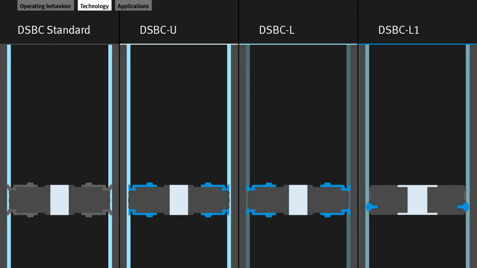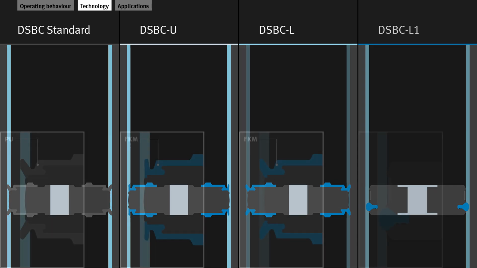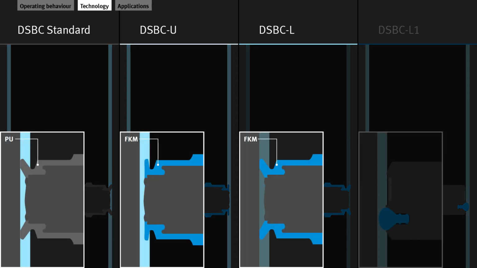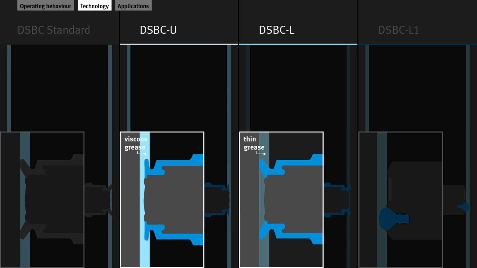Let's take a closer look at how the cylinders are designed. The DSBC standard cylinder has a different piston to the low friction variants. The standard cylinder has polyurethane seals, abbreviated PU, while the U and L versions use a friction optimized fluoroelastomer, abbreviated FKM. The DSBC-U and DSBC-L have the same piston and the same seal materials. The only difference between the two cylinders is the grease.